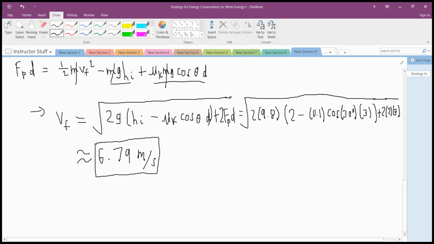As expected, because we had work done on our system by an external force, more energy was put into our system. And in this case, the energy went into kinetic energy, and so we had a larger speed.